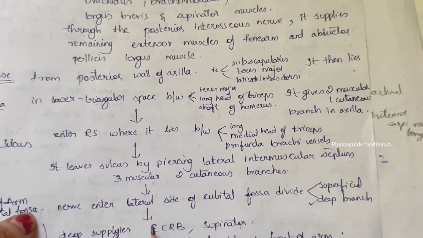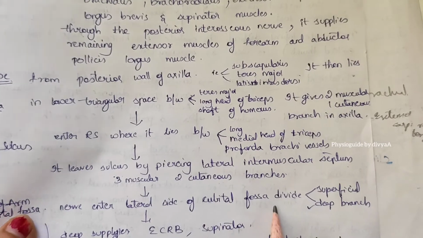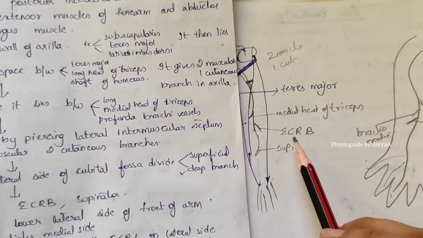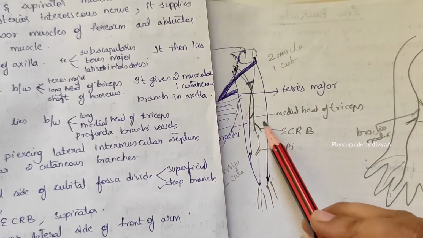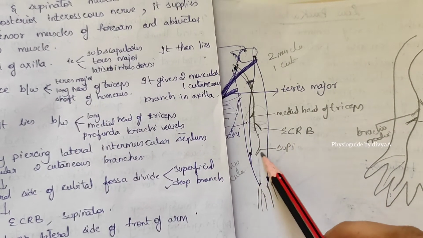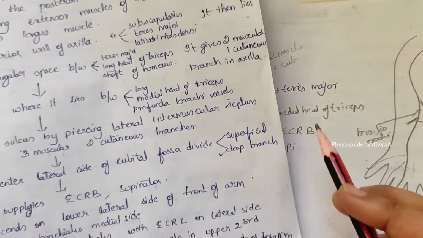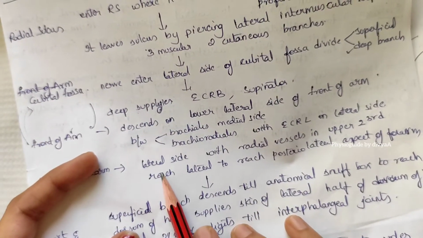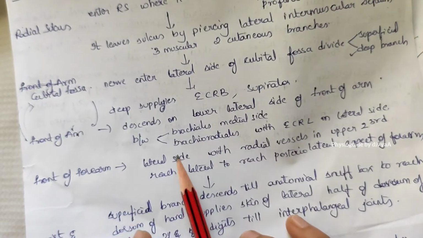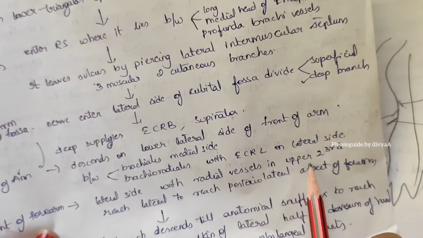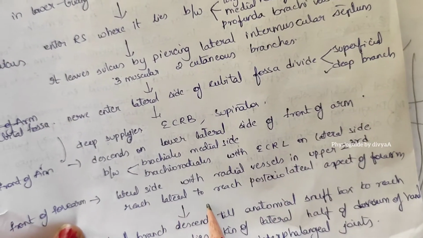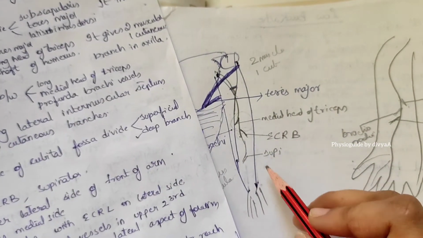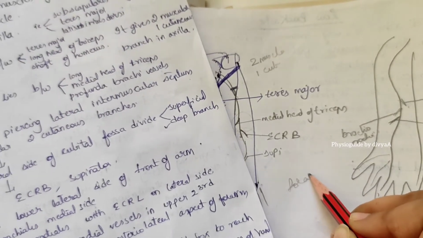Now the nerve enters into the cubital fossa on the lateral side and divides into superficial and deep branches, where the deep branch supplies the extensor carpi radialis brevis and the supinator muscles. Okay. Now the forearm muscles: on the lateral side with the radial vessels in the upper two-thirds, it reaches the posterior lateral side of the forearm.